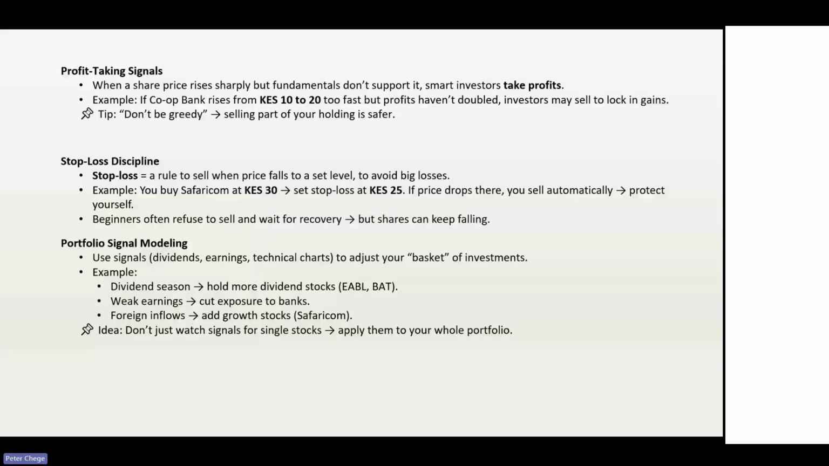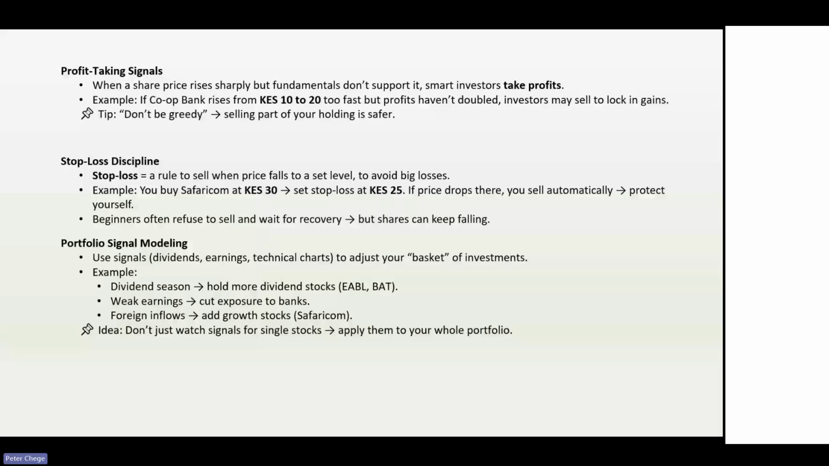When there is weak earnings, that is the time to buy. And also cut some exposure to the bank, because you know that time, if you are short term, when they make raw profits, prices go down. For a long-term investor, you don't need to worry. Your work is to continue buying.